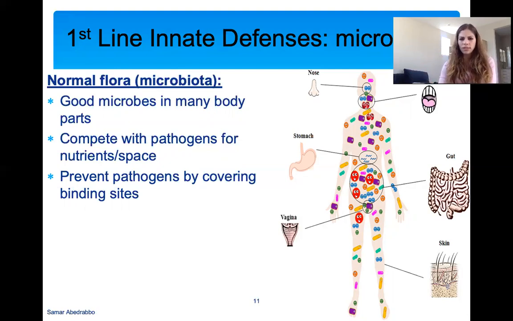Over time, things change. So that's why some researchers have studied that if you take babies that are born by C-section and you take some of the mom's vaginal fluid and rub it on the baby right when they're born, maybe they'll have a better or stronger microbiota to protect them. And the reasoning is that these microbes are covering binding sites where potential pathogens would have maybe grown or infected.